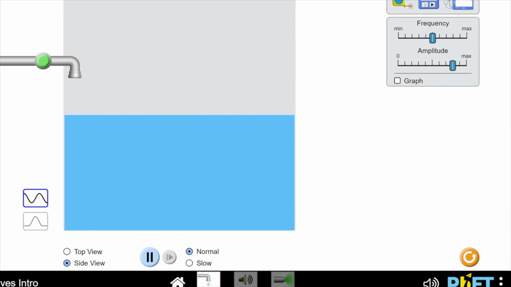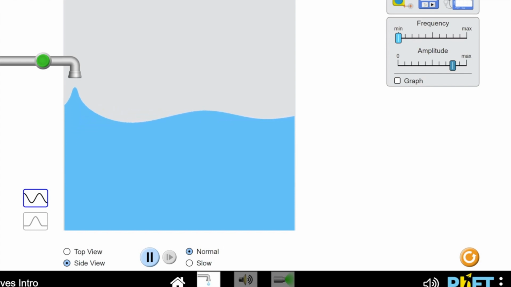So you can see waves are created by some sort of vibration or oscillation, and in this case it's water dripping down onto the surface of a pond or a lake, whatever it is, and that's what creates these waves. Now, frequency and amplitude, if you look up the top right hand side, I can change the frequency. I'm going to take the frequency down to a minimum. Look what happens.